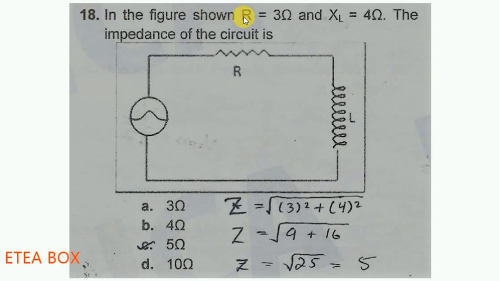In the figure shown, resistance is equal to 3 ohm and inductive reactance is equal to 4 ohm. The impedance of the circuit is, look here, the resistor is connected and the inductor is connected. So the formula for impedance is Z is equal to the square root of R squared plus XL squared. R is equal to 3 and XL is equal to 4. 3 threes are 9 and 4 fours are 16. When you add these two, you get 25, and the square root of 25 is equal to 5. So the impedance of the circuit is 5 ohm.